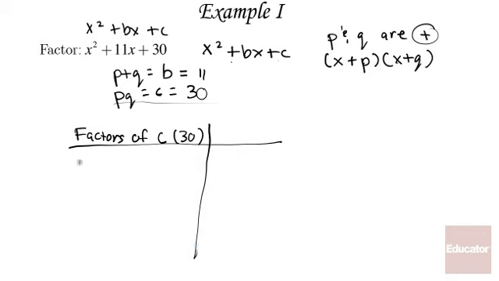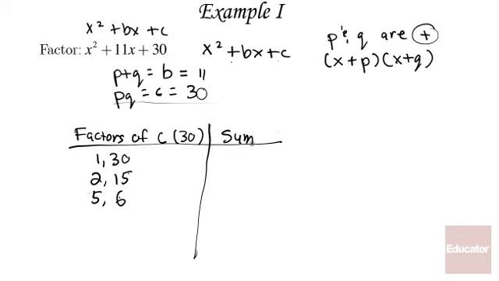Now just start out by finding those. I have 1 and 30. I have 2 and 15. I have 5 and 6. Okay, so 1 and 30, 2 and 15, 5 and 6. Now, any of these three would fit my criteria, p times q equals 30. However, they also need to meet the criteria where their sum is 11.